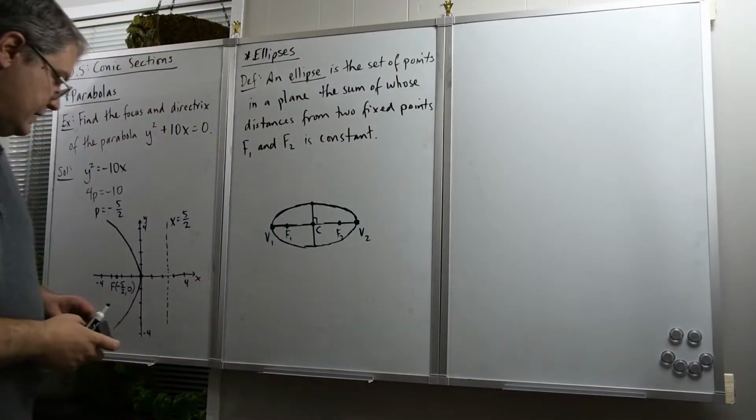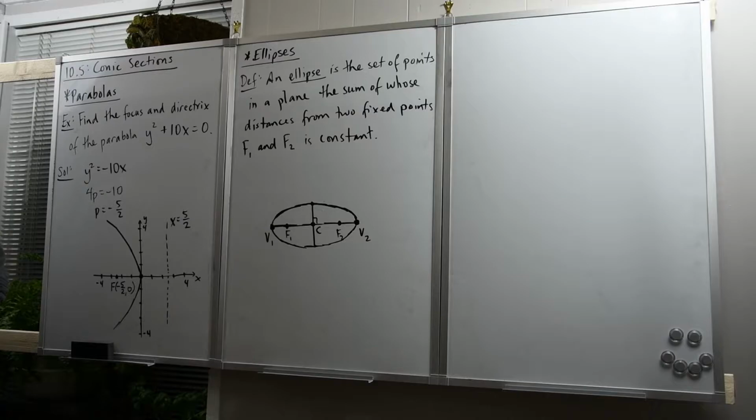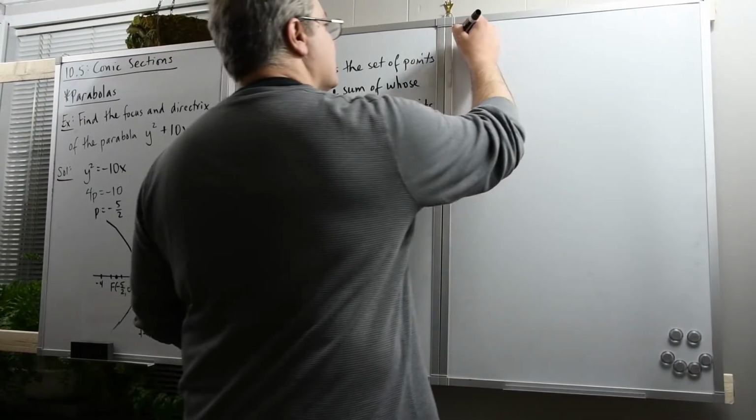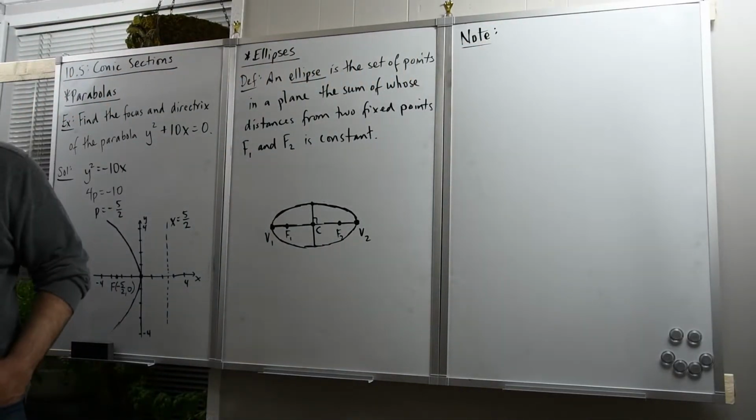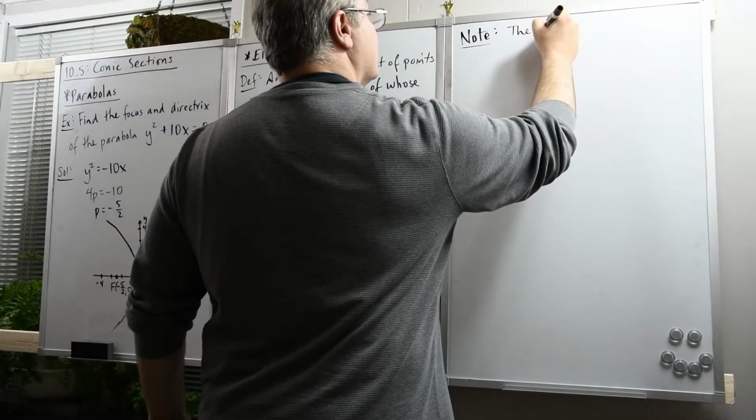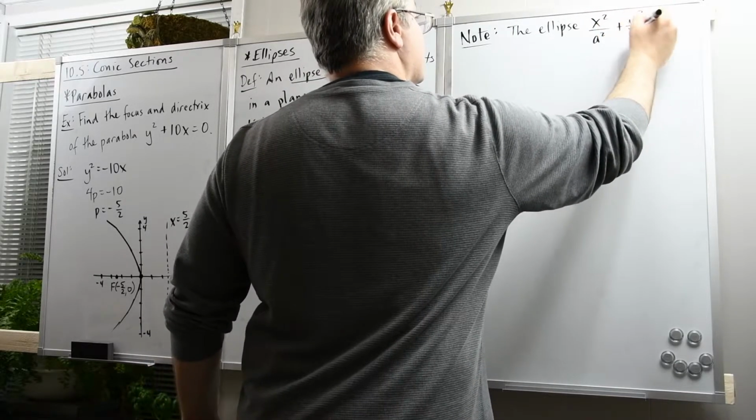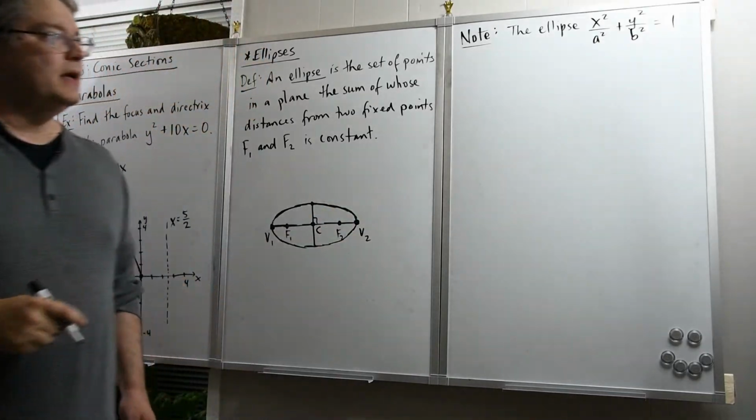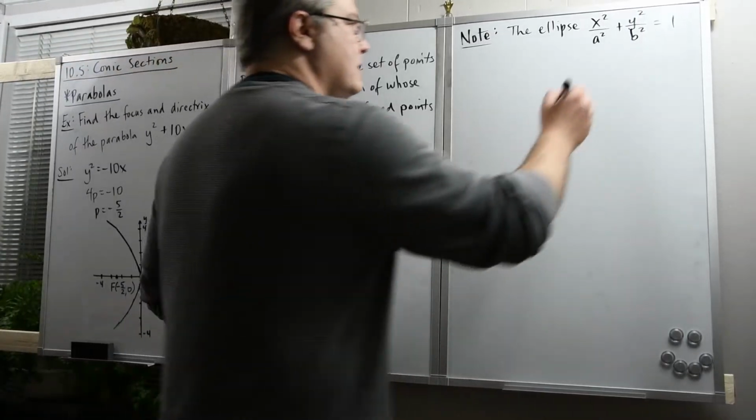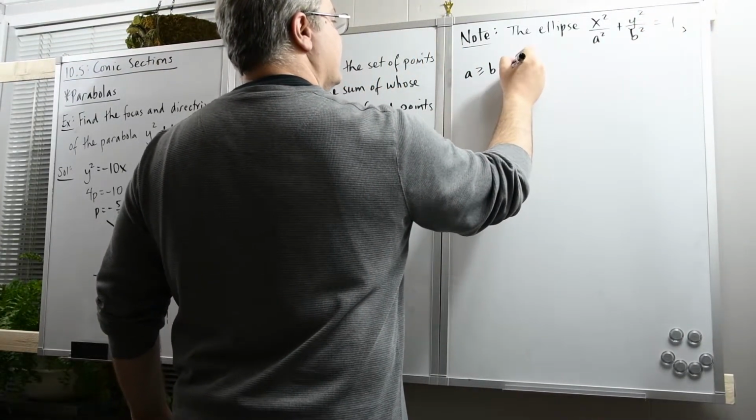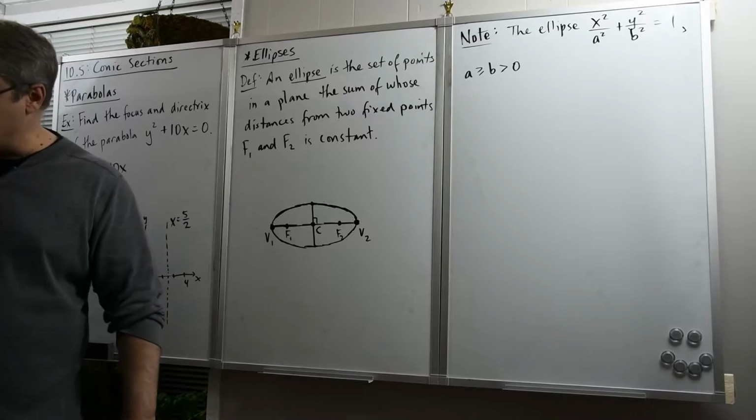Now, we're going to be taking a look at the standard form equation for an ellipse. And so let's suppose that we set up a note here, and we'll start out with one equation. We'll have the ellipse x squared over a squared plus y squared over b squared equals 1. So that's going to be our first equation that we look at for the ellipse. We're going to have a greater than or equal to b greater than 0. We certainly don't want a or b to be 0 here, giving us a 0 denominator. That's not good.